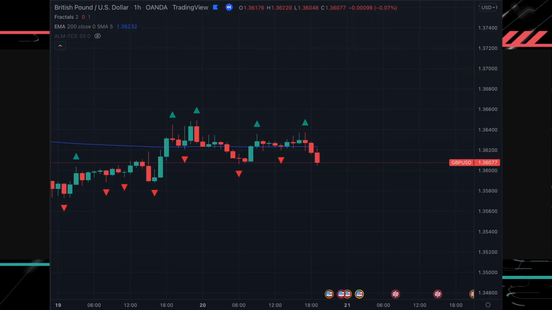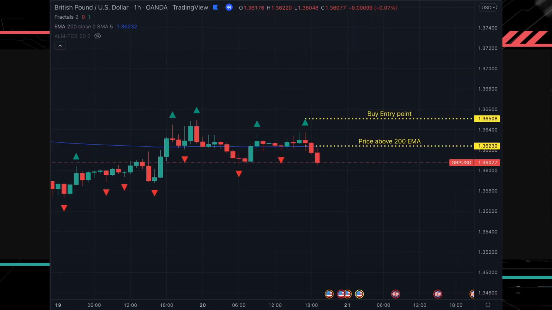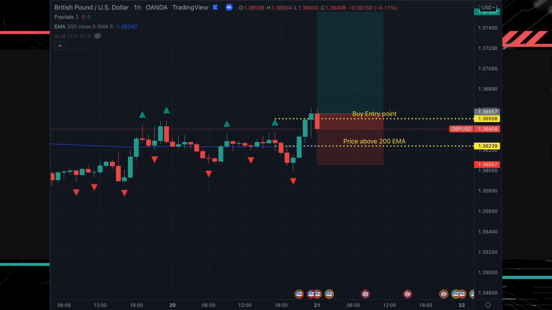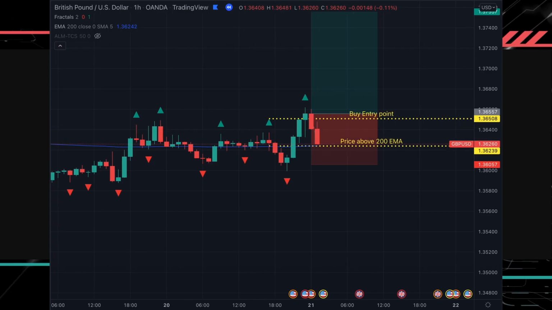Of course, it's not all winning trades, there will definitely be some losing trades. In this example, on the GBP/USD 1-hour time frame, we can see that the trade turned against us and met our stop loss.